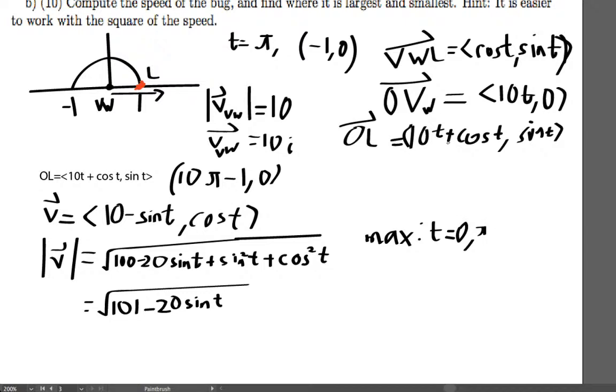And what about the minimum? The minimum here would be the place where sine t is the highest, in this case pi over 2. So when you put in 1, it would be the square root of 81, or 9, as the minimum speed. It's when t equals pi over 2. And that's the answer. Pretty good.